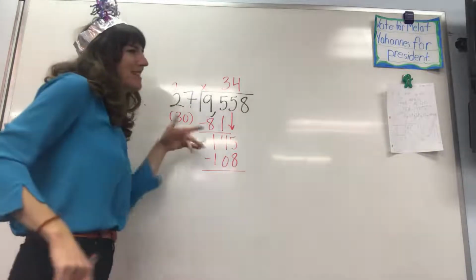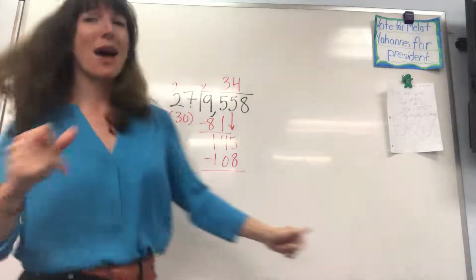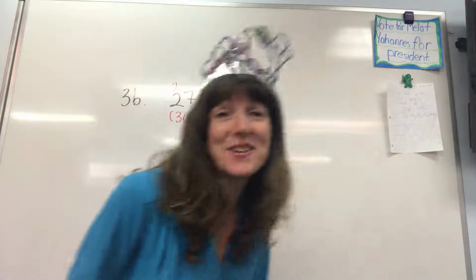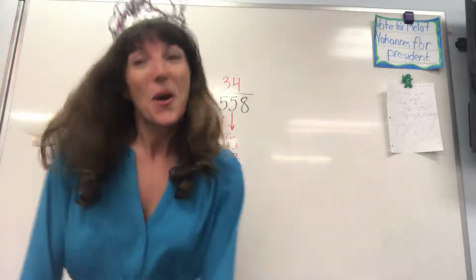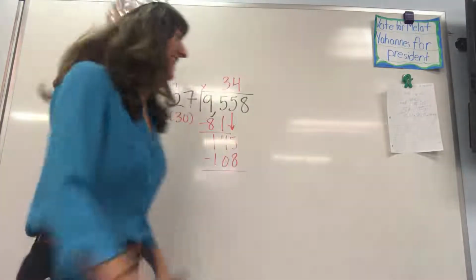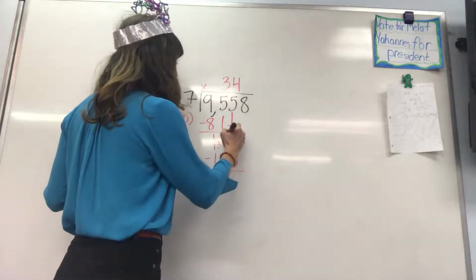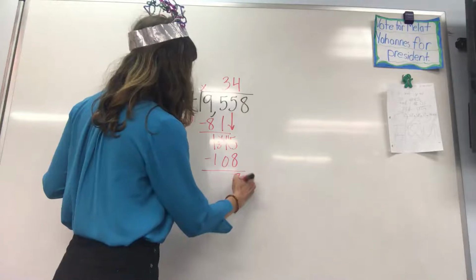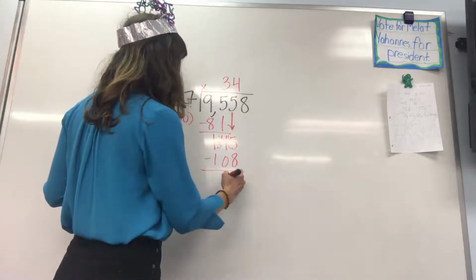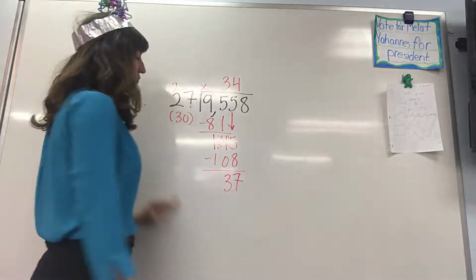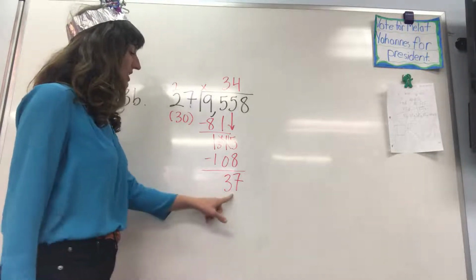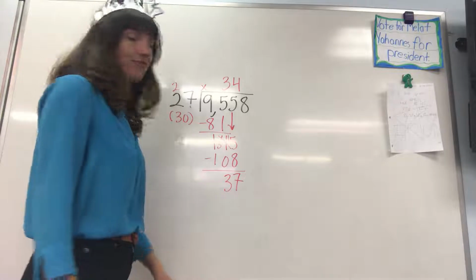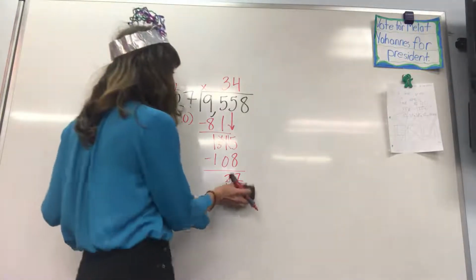Subtract. 5 minus 8 can't be done because the top number is smaller than the bottom one. So I borrow from the 4 and turn it into 10 ones. All right, 15 minus 8 is 7. 3 minus 0 is 3, and 1 minus 1 is 0. 37 is bigger than 27. My guess was too big.